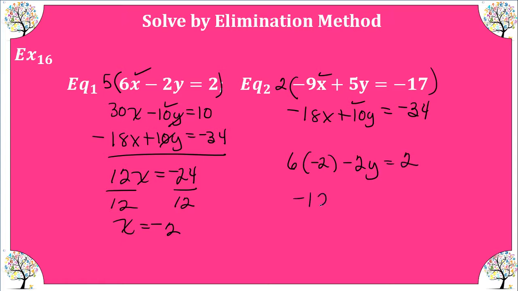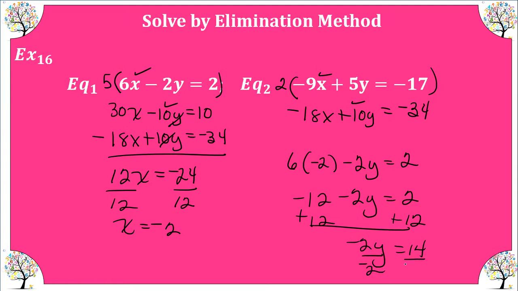I get negative 12 minus 2y is equal to 2. I'm going to add 12 to both sides. I get negative 2y is equal to 14. Divide by my negative 2 coefficient, and my y coordinate is negative 7. So the point of intersection is going to be negative 2, comma, negative 7.